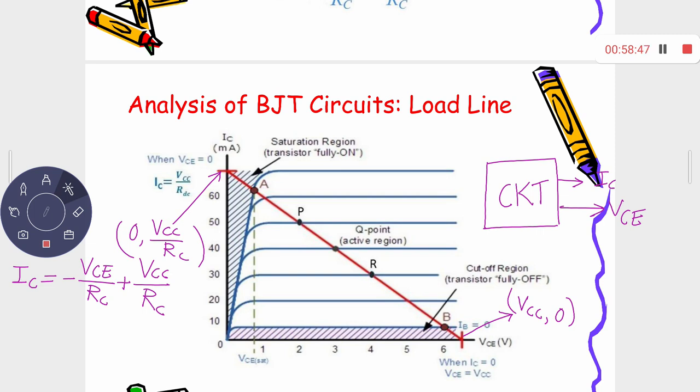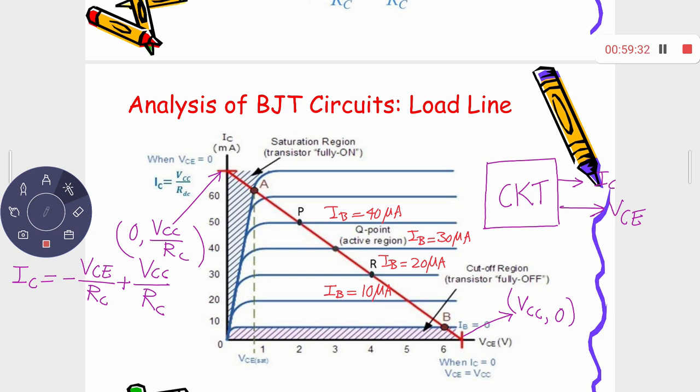So, given a fixed IC value. Suppose IC is given as, let me consider this corresponds to IB is equal to 10 micro. This corresponds to IB is equal to 20 micro. This corresponds to IB is equal to 30 micro. This corresponds to IB is equal to 40 micro. Okay. You have different IB values: 10 micro, 20 micro, 30 micro, 40 micro.